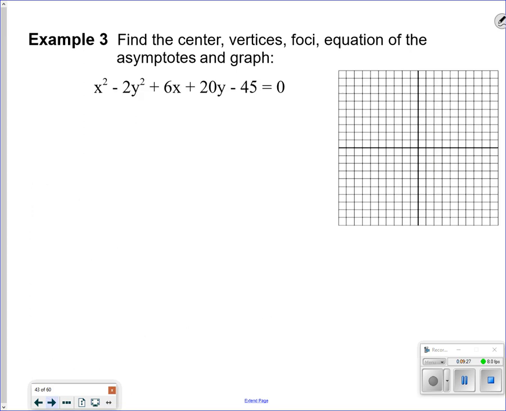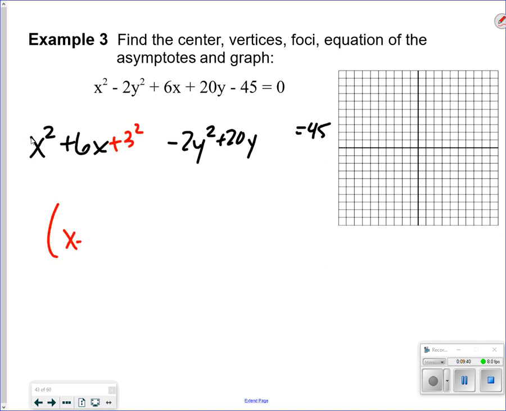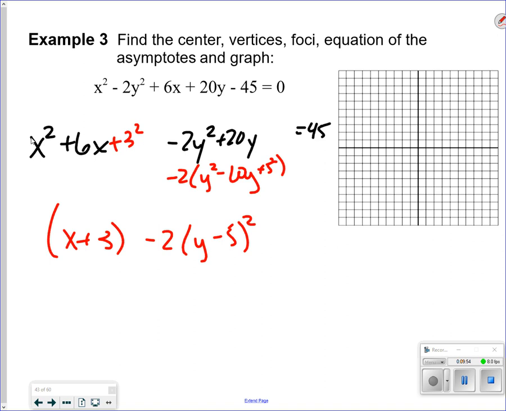Next is as hard as this gets. So now I want to complete the square with the x's. I want to complete the square with the y's. So I'm going to add 3 squared to get my completed square. I need to take out a -2 first. So I'm going to add 5 squared. But on the other side of the problem, I don't add 5 squared. I add, whoops, plus 9, or 3 squared, minus 50, because I had 5 squared times negative 2. So I end up getting 4.